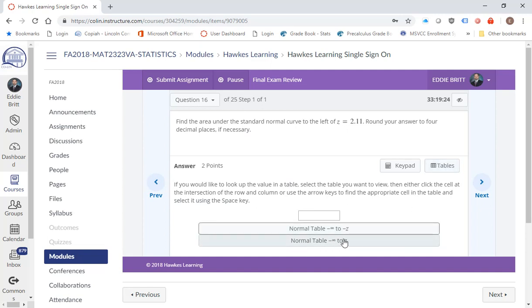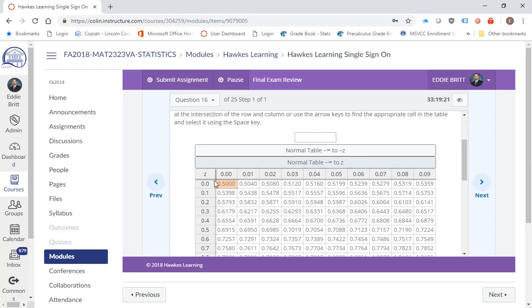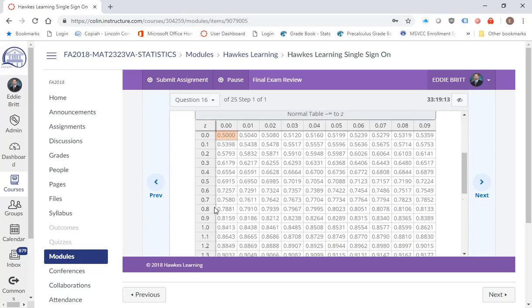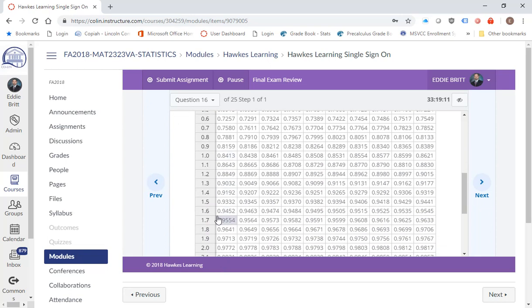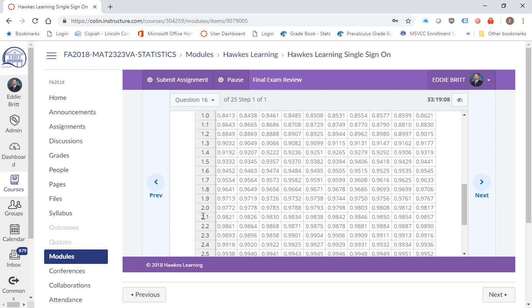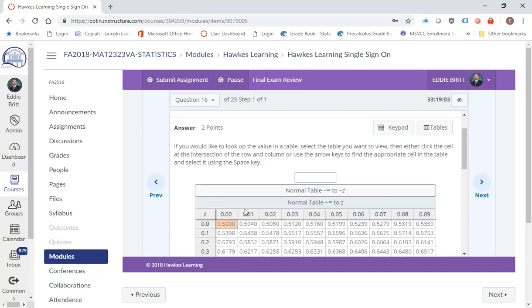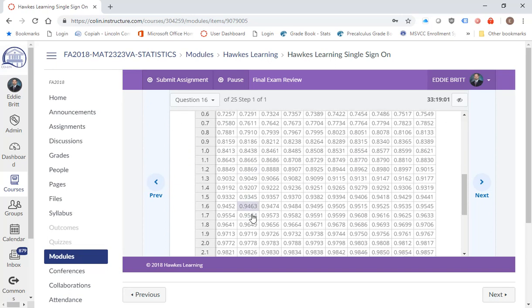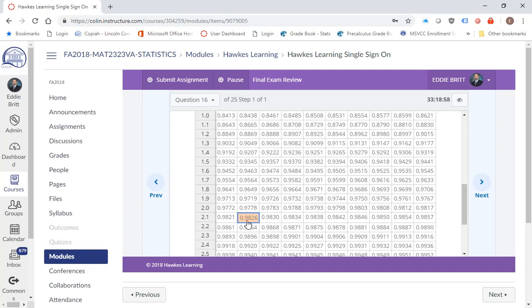It's just we need the negative infinity to positive z. And in the problem it said to the left of 2.11. Remember, to the left is how our tables work. That's how they're drawn. So 2.1, and then we get to the ones column. Okay, so it's this one right here. So 2.11. All right, so the probability, the area to the left of z equals 2.11 is 0.9826.